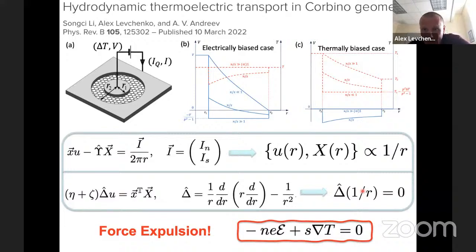Okay, it vanishes exactly, which leaves you with a stunning observation that the force density in the bulk of the flow, so anywhere in between, inside of the fluid, is identically 0. So it means that local electric fields and temperature gradients arrange themselves in such a way as to expel force acting upon the fluid.